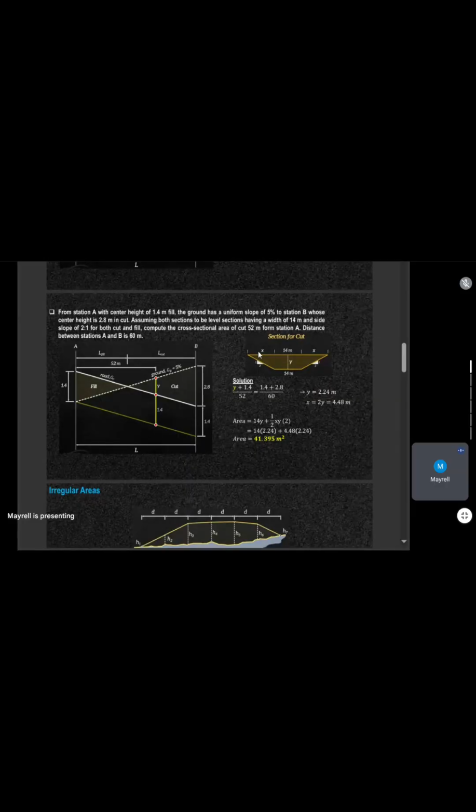So the area of the section for cut, that is 14 times y in the middle, if you're going to draw a rectangle, that's 14y plus 1 half xy times 2. So you can cancel the 2, so that's just x times y. So that's 4.48 times 2.24. So the area is 41.395 square meters.